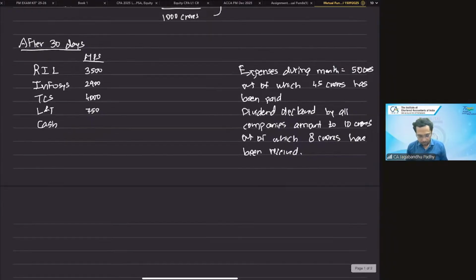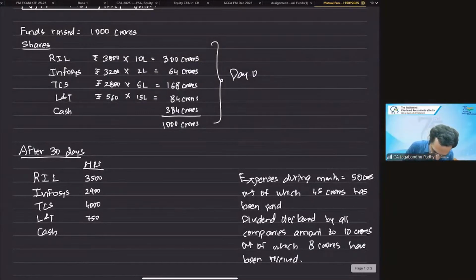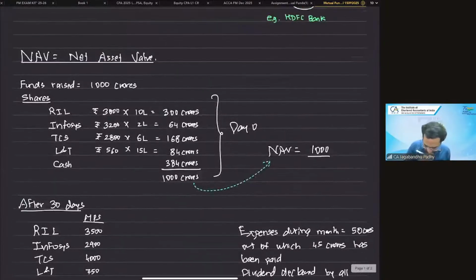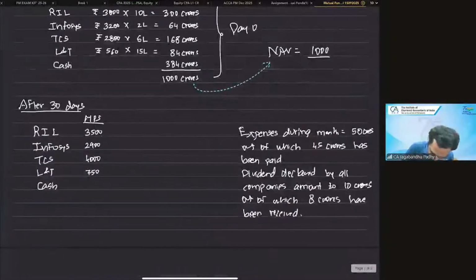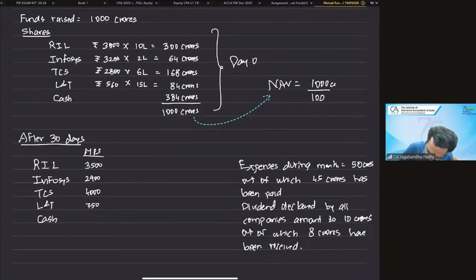So over here, on day 0, I can definitely say that the NAV is the total 1,000 crores, because this is the total asset on the first day, 1,000 crores, divided by how many units we would be issuing? 100 crore units. 1,000 crore rupees and 100 crore units. That is going to be 10 rupees. So initial day NAV is 10 rupees.